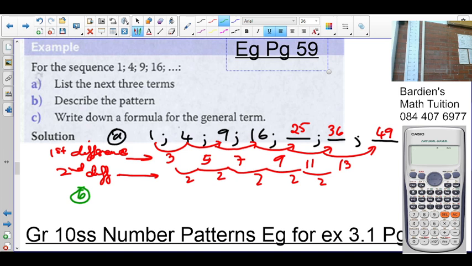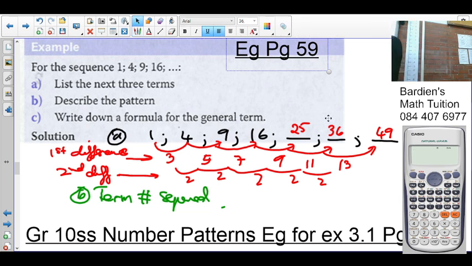Describe the pattern. So this would be your term number squared, or your position number squared. Let's see what the textbook says. This is a sequence of consecutive perfect squares. It's saying the same thing. Okay. You all agree with that? Any confusion?